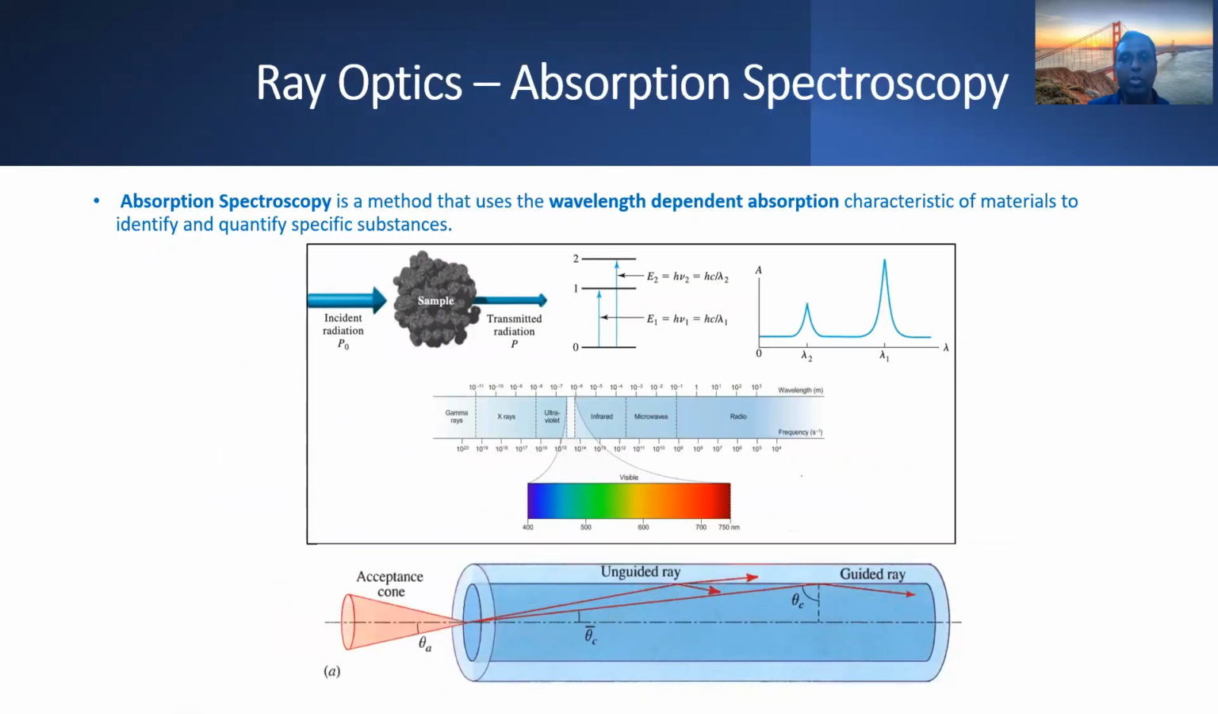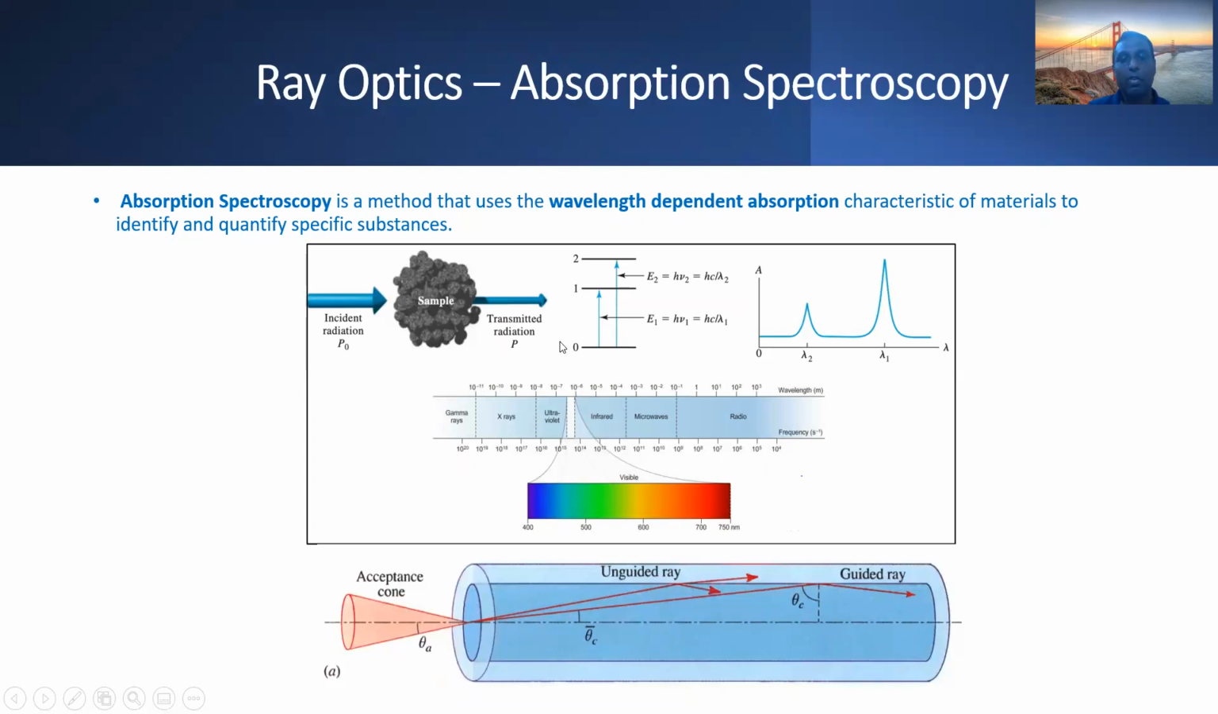Absorption spectroscopy. Absorption spectroscopy is a method that uses the wavelength-dependent absorption characteristic of a material to identify and quantify a specific substance. Let's look at this picture here. We have incident radiation P0 going through a sample, and then we have a transmitted radiation P.